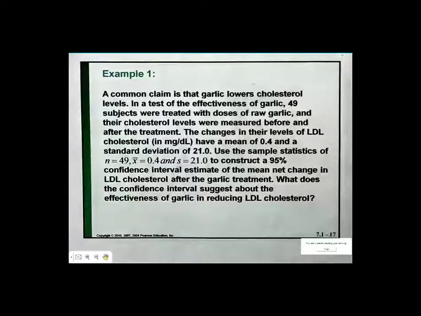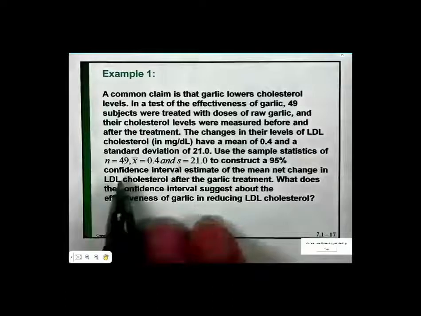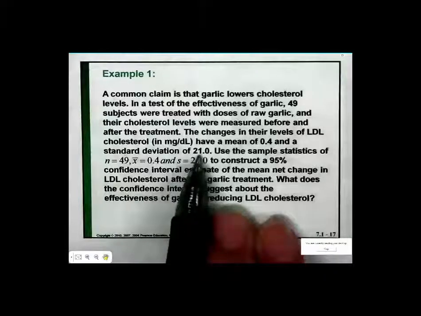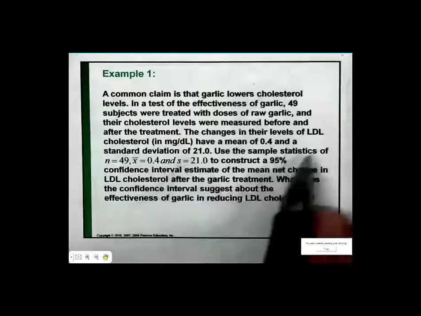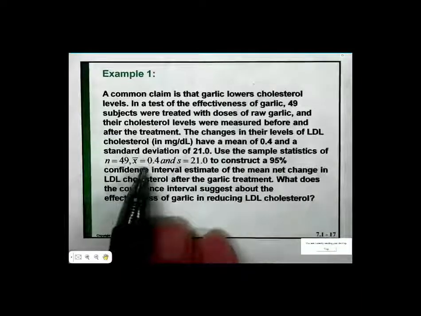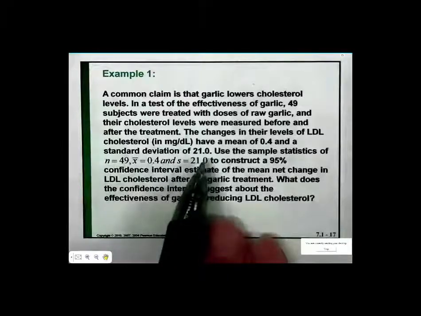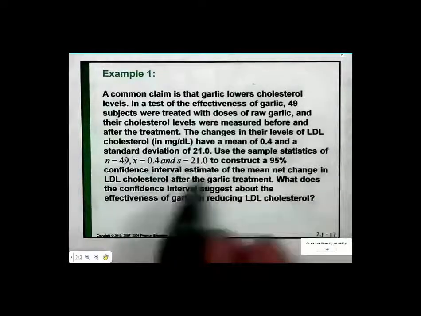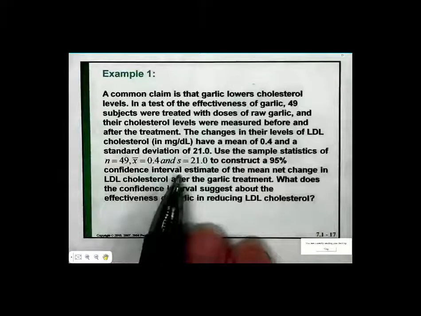The changes in their levels of LDL cholesterol, in milligrams per deciliter, have a mean of 0.4 and a standard deviation of 21. Hey, that's a pretty big standard deviation. There's some big time variance going on there. Use the sample statistics of a sample size of 49, the mean being 0.4, and the sample standard deviation being 21 to construct the 95% confidence interval estimate of the mean net change in LDL cholesterol after the garlic treatment.